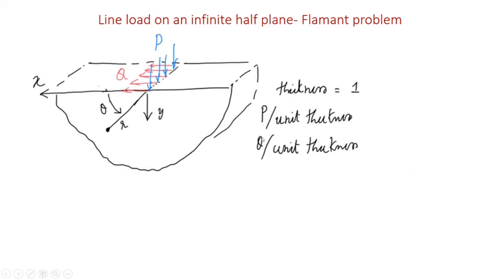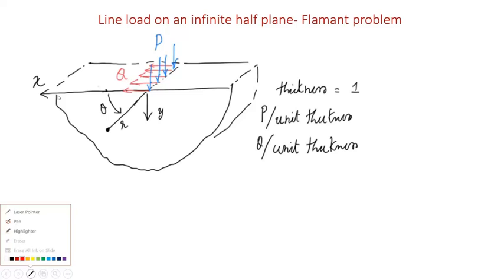In this section, we will look at another boundary value problem in plane elasticity, and that is a line load acting on an infinite half plane. It's also called the Flamant problem. So the geometry is shown here.